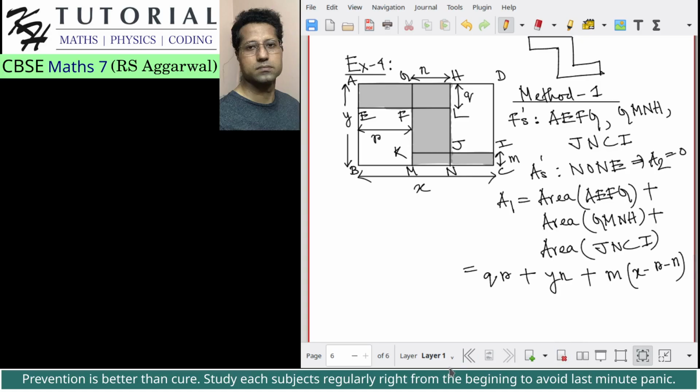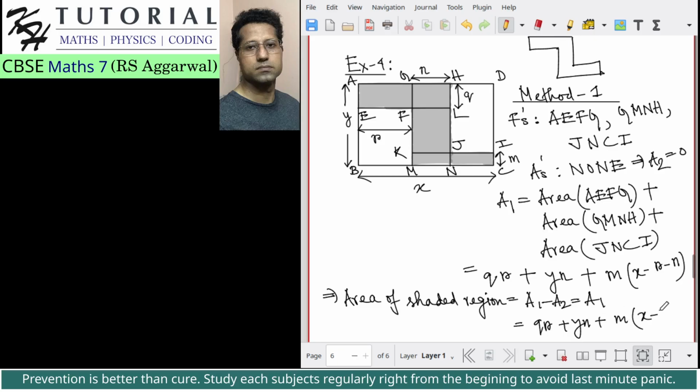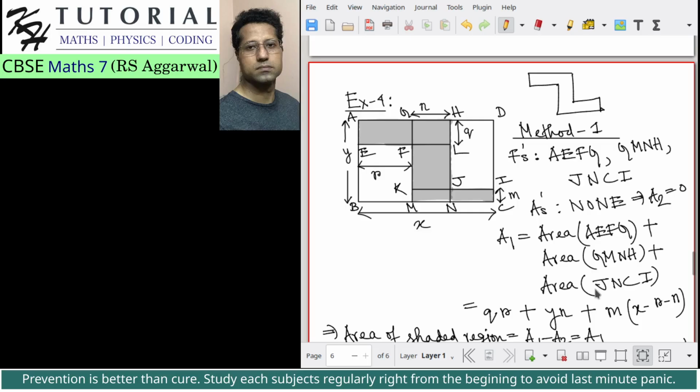Okay, so therefore, since A2 is 0, area of shaded region is equal to A1 minus A2, which is equal to A1, which is equal to, in this case, QR plus YN plus M into X minus R minus N. So in this method we divided the shaded region directly into some rectangles or squares which do not have any overlapping regions, as it was possible to divide the shaded region into some rectangles which do not have any overlapping areas.